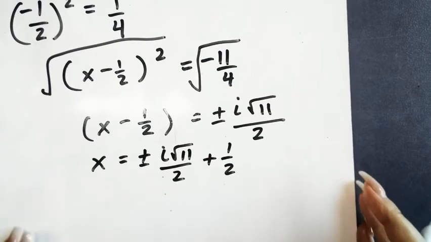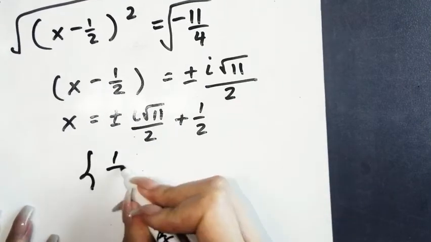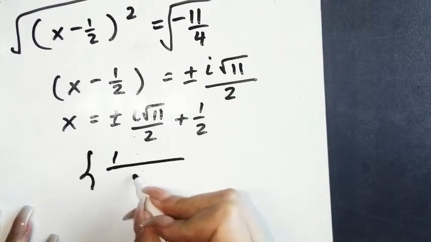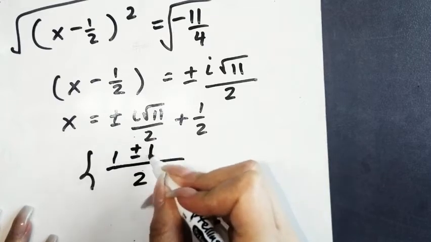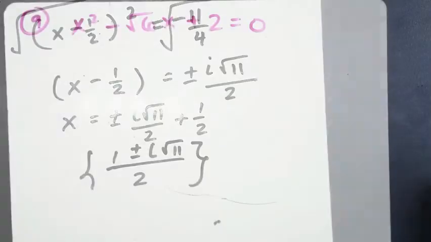Okay, now I rearrange in the standard form because you know that I like the standard form of the complex numbers. So you have 1, everything divided by 2 plus minus i root 11, and that's your answer.